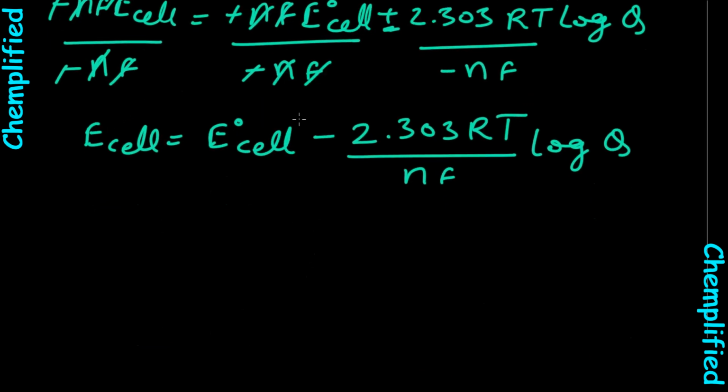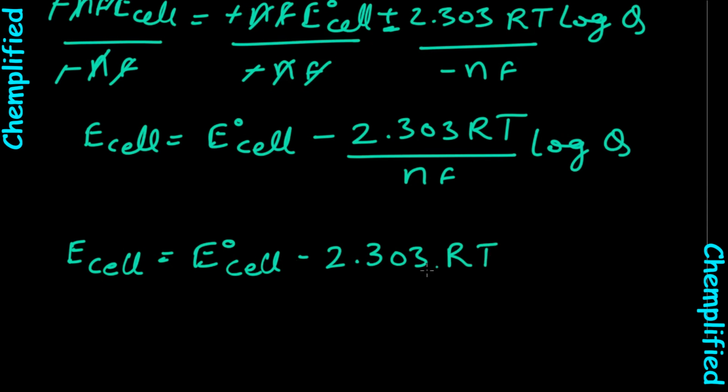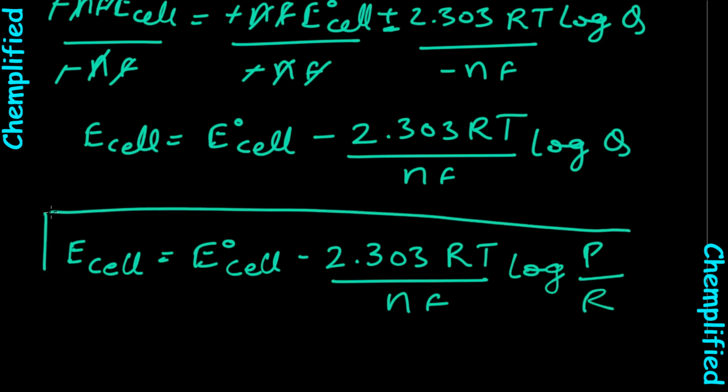In place of Q, if you write the value of product and reactants, you can write the equation as E cell is equal to E naught cell minus 2.303 RT by nF log product upon reactant. This is your Nernst equation.